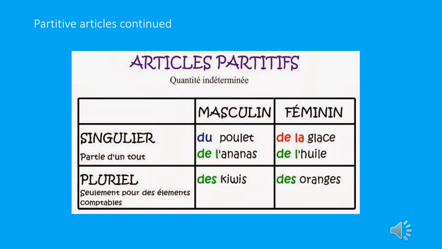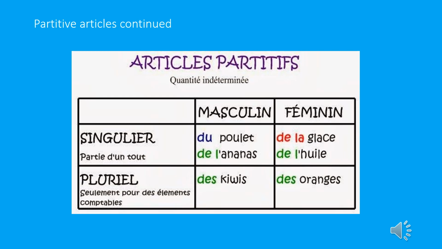Then let's get to the plural, which is seulement pour des éléments comptables. Seulement pour des éléments comptables. I told you how to pronounce that. So you can say, je mange des kiwis. It means I'm eating some kiwis. Kiwis, you know, the fruit which is a kiwi. Je mange des kiwis.